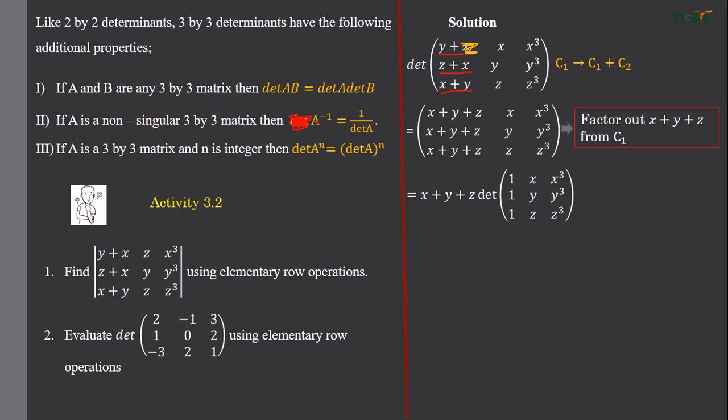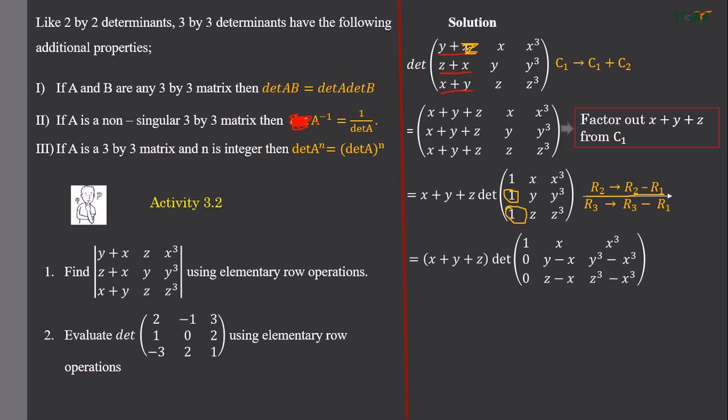Now we have a 1 as the leading element in the first row. We are going to make sure that here where we have 1 in the second row and 1 in the third row, we have zeros. So the operation we are going to carry out will be row 2 equals row 2 minus row 1, row 3 equals row 3 minus row 1. If we do that, we are going to have X plus Y plus Z multiplied by the determinant of that. Here we have Y minus X, Z minus X, Y cubed minus X cubed, Z cubed minus X cubed.